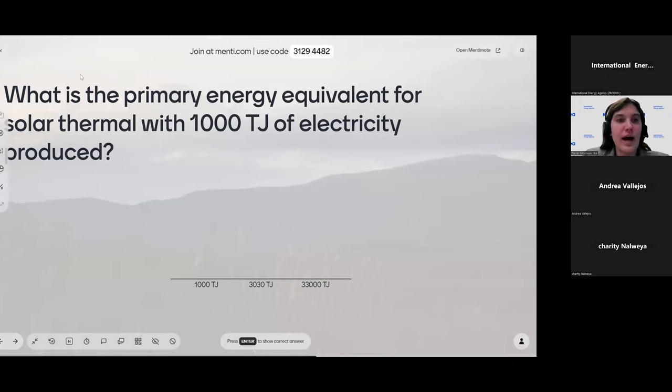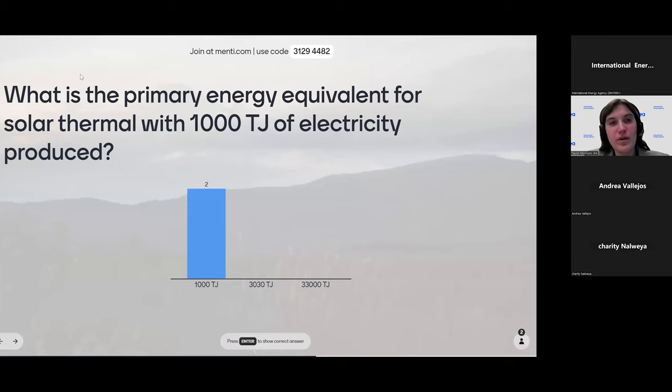So you have your output of solar thermal is 1,000 terajoules of electricity. And in this case, we need to figure out what is the primary energy equivalent. And a hint here is that for solar thermal, the primary energy form is heat. So we have to convert the electricity output into the primary energy form, which is heat.